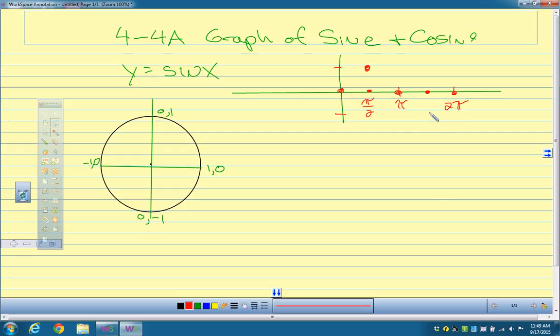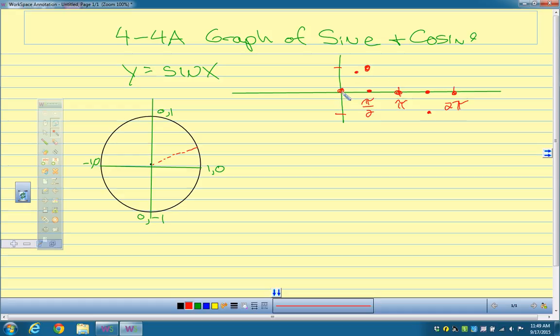And then for those other points, like if I were to graph pi over 6, which would be about here, I would get square root of 3 over 2. Square root of 3 over 2 is 1.7 divided by 2, so it'd be like 0.8 or something like that. So that would be over here somewhere.